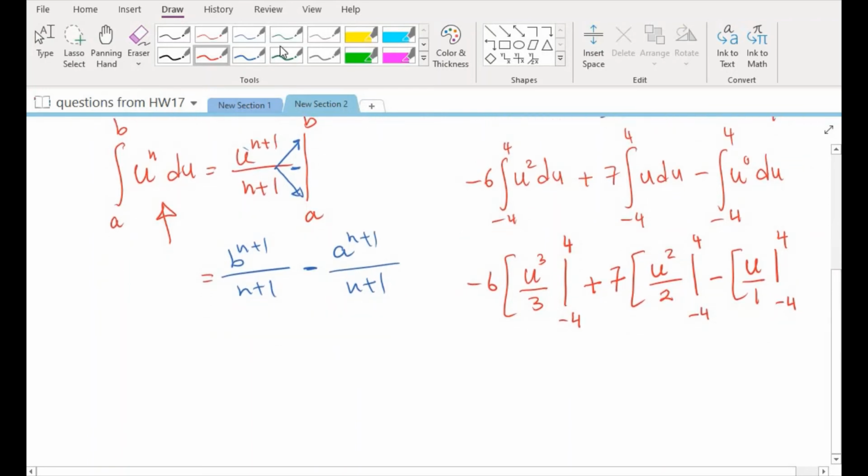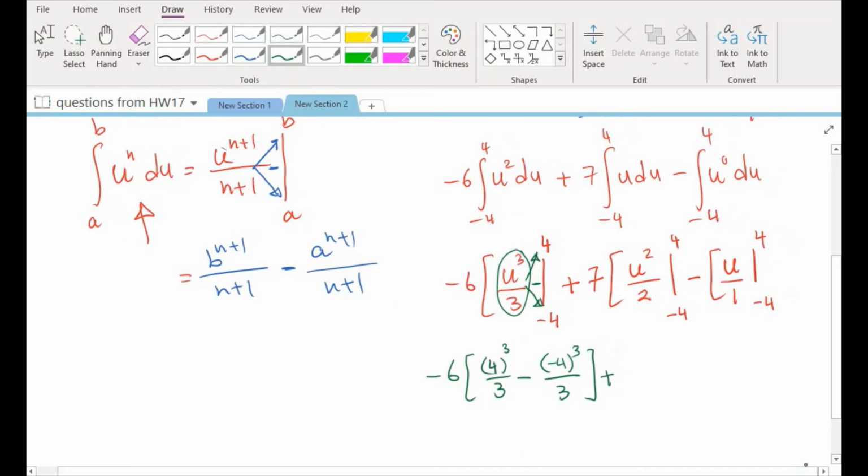Now the computational part. So you will have -6 out, and then we will find the value of this amount at 4. So it will be 4 raised to the third power over 3 minus the value of the same amount at -4. So this will be -4 to the third over 3. I finished the first part. I will do the same to the second and third part.